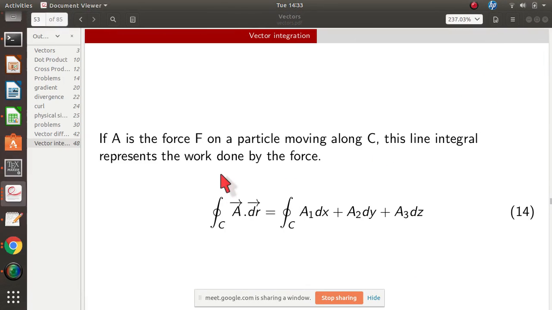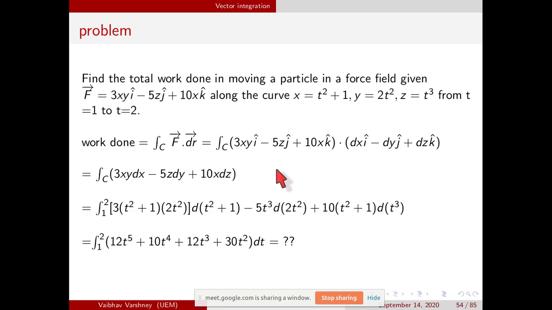Okay, so let's try the question of line integral first. Find the total work done in moving a particle in a force field. Force is given, F is equal to 3xy i cap minus 5z j cap plus 10x k cap, along the curve x equal to t square plus 1, y is equal to 2t square, and z is equal to t cube, from t is equal to 1 to 2. So we have to calculate the work done of this force along this curve. The value of the curve is given and the limit is also given.